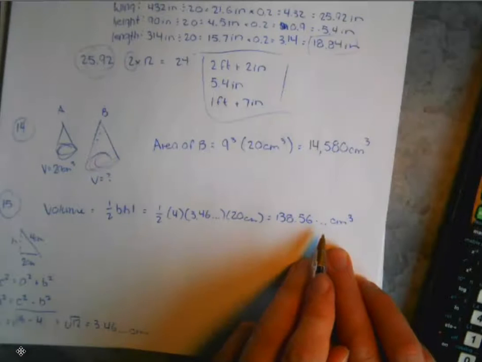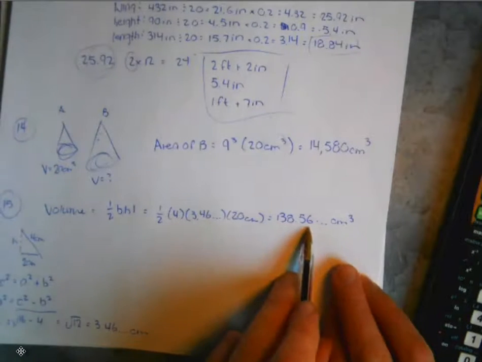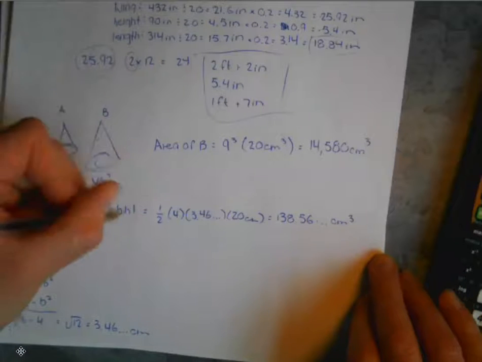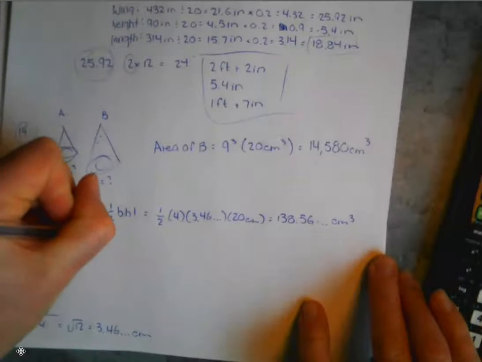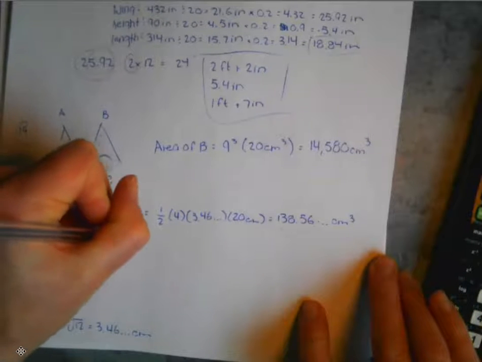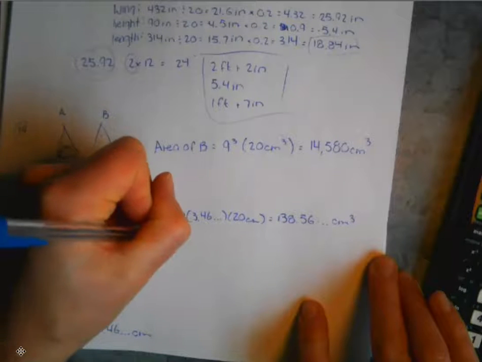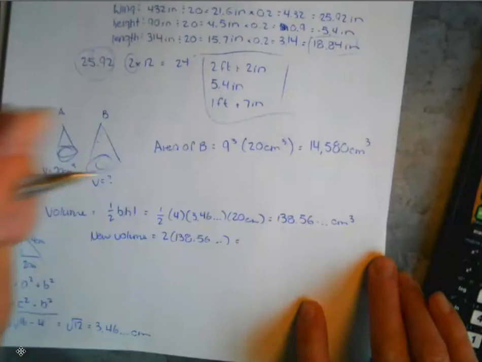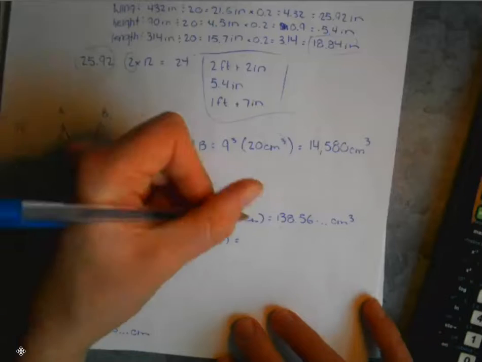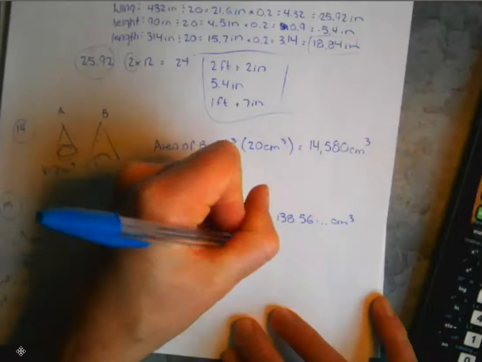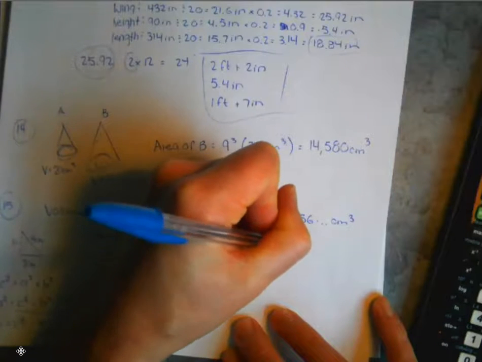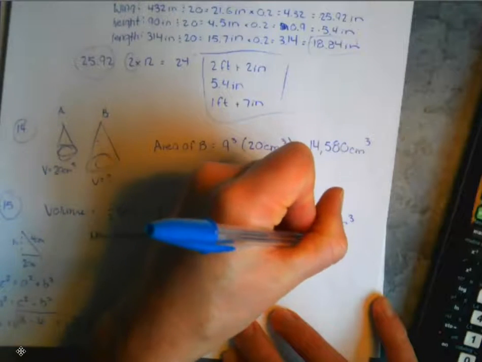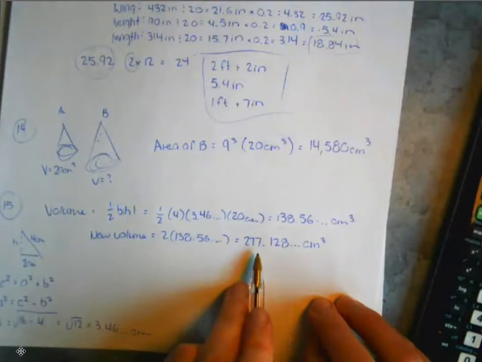Now it says in there that the manufacturer is going to double the volume. So what does that mean happens to this? New volume is going to be 2 times 138.56 something, which is going to give us 277.128 centimeters cubed. That's our new volume that we want.